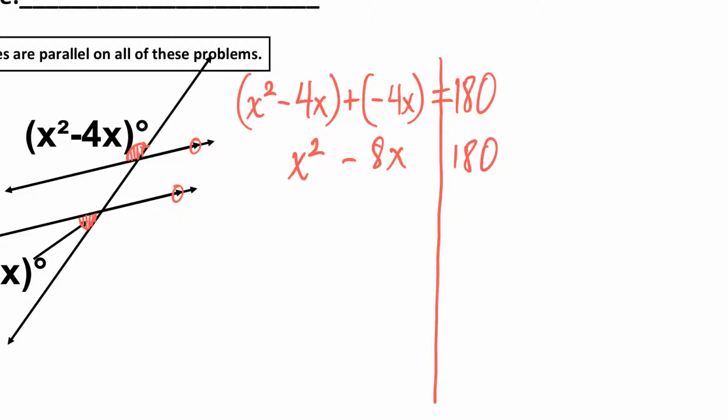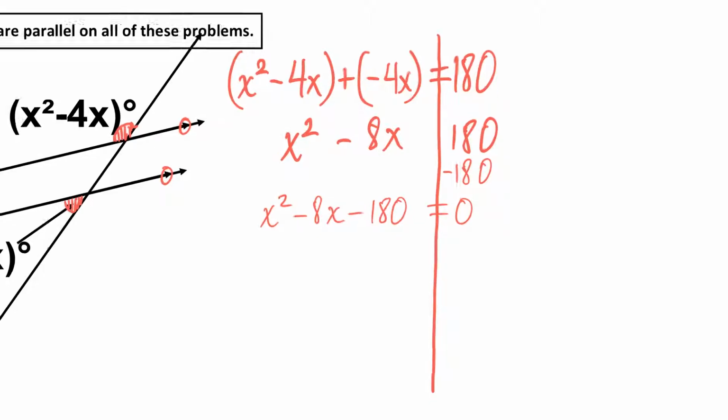Let me show you what we're going to do. We're going to subtract 180 from both sides. I'm going to bring the 180 to the left-hand side over here, so it's going to look like this: x squared minus 8x minus 180 equals 0. Oh yeah, I remember doing this. This is definitely Algebra 1 stuff here. Just keep going and I'll remember.